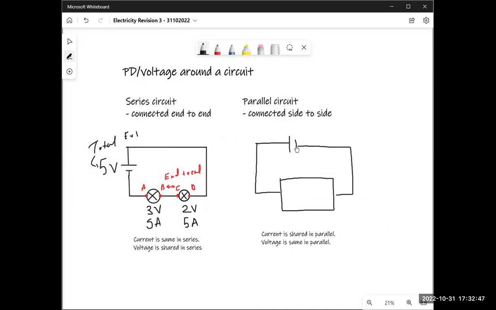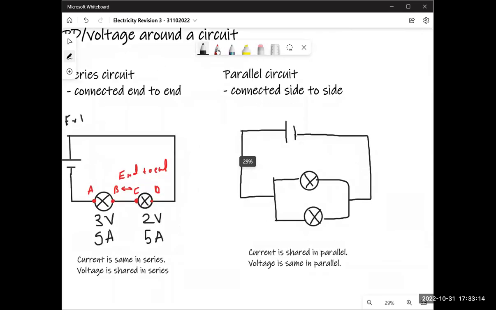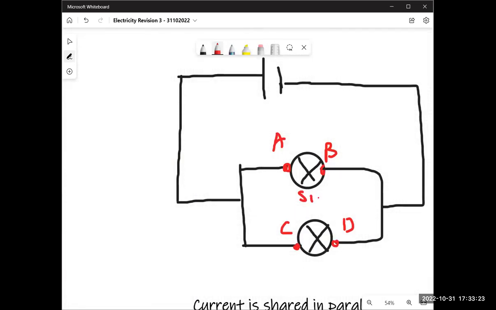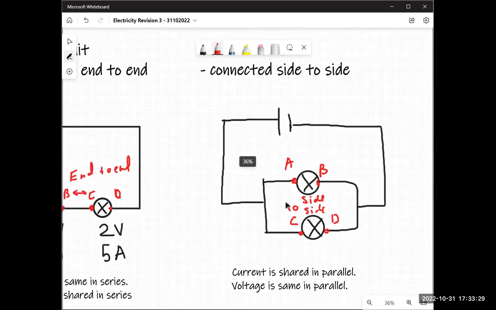So if you have a circuit like this, now first let's look at the circuit actually. Now if I have this bulb right here, and I have another bulb right below it. Now are these bulbs connected side to side or end to end? Just a second, they're not connected yet. Side to side, because look, this is the side of it. Make the diagram as well.